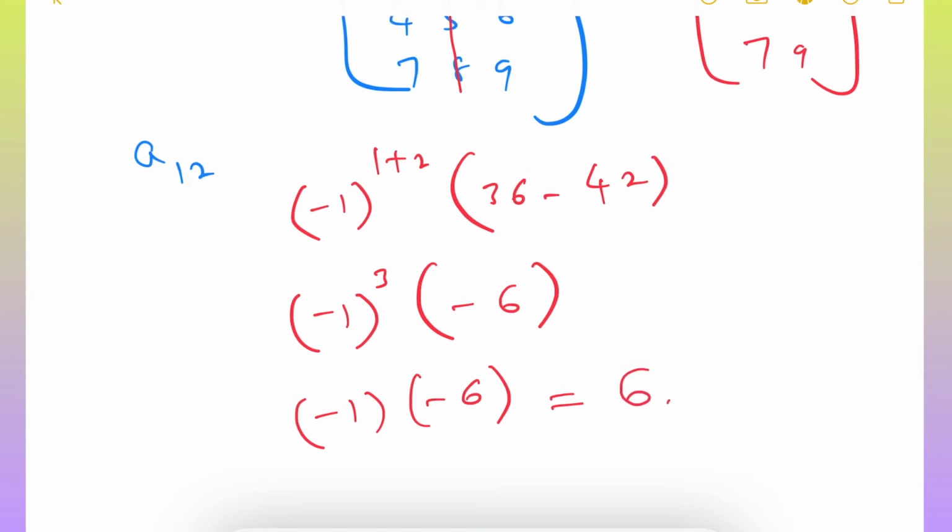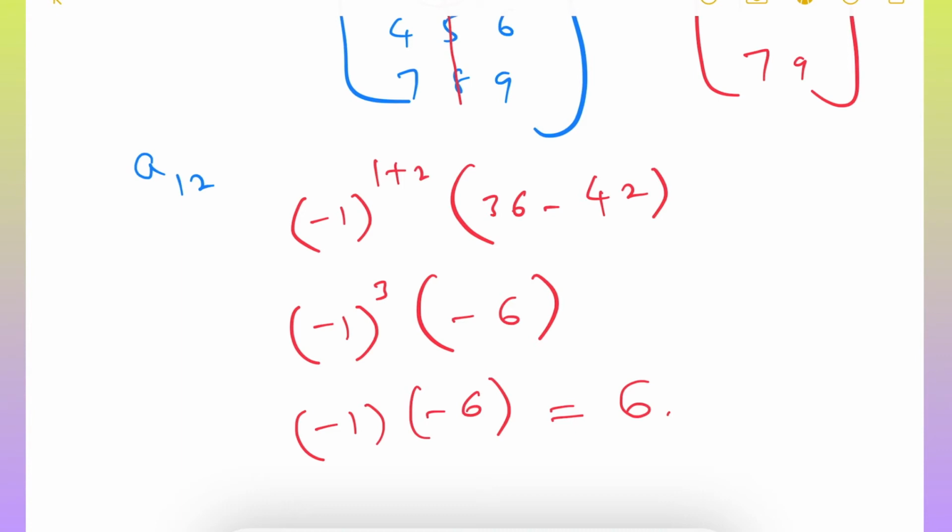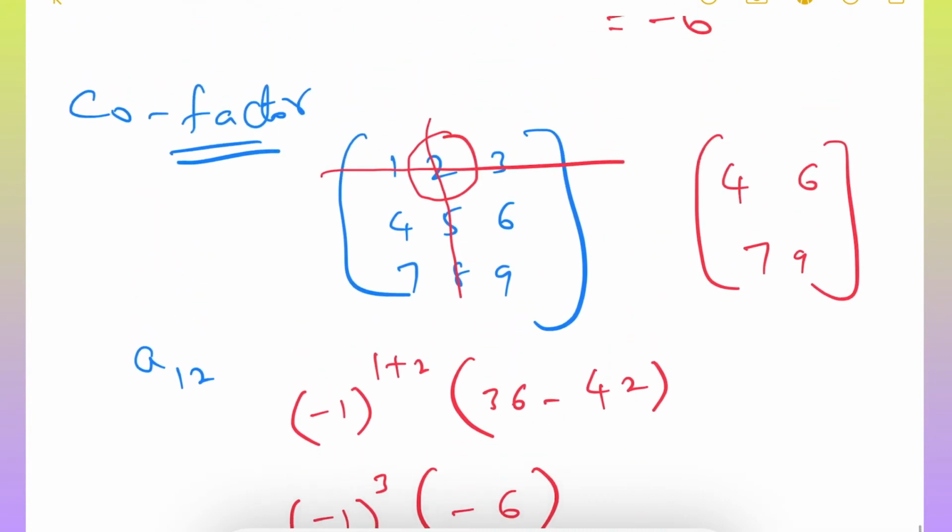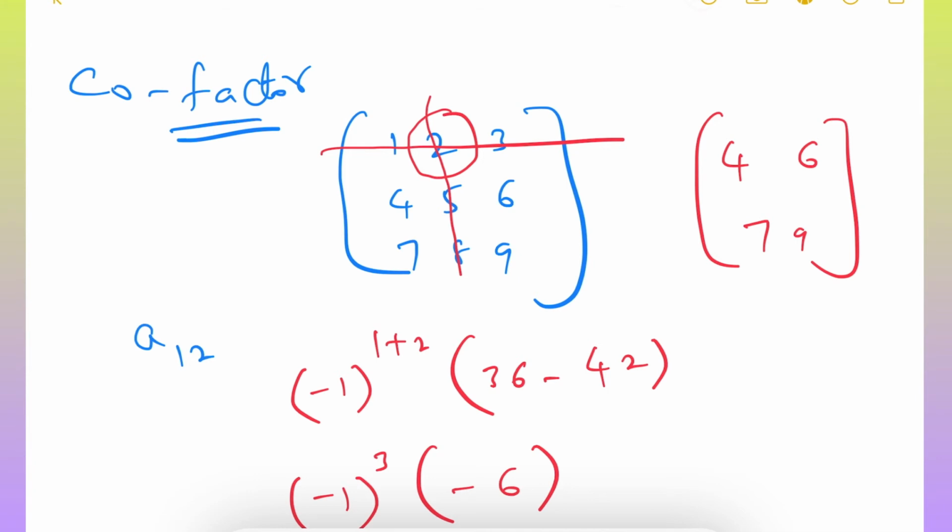This is the cofactor of the element which is present in the first row and second column. Simply, the cofactor is nothing but minus 1 to the power i plus j, into the determinant, the minor of that element.